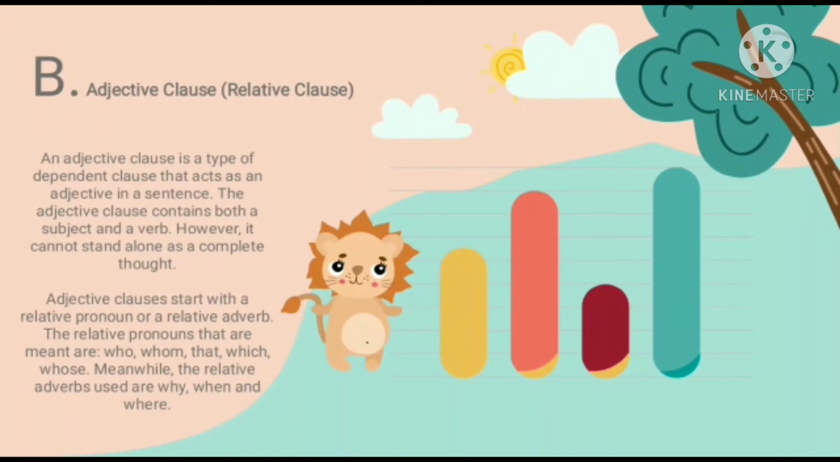The next is adjective clause or relative clause. An adjective clause is a type of dependent clause that acts as an adjective in a sentence. The adjective clause contains both a subject and a verb. However, it cannot stand alone as a complete thought. Adjective clauses start with a relative pronoun or a relative adverb. The relative pronouns are who, whom, that, which, and whose. Meanwhile, the relative adverbs used are why, when, and where.